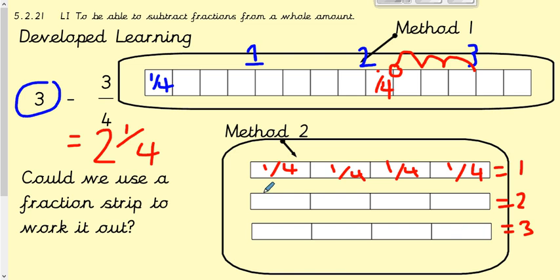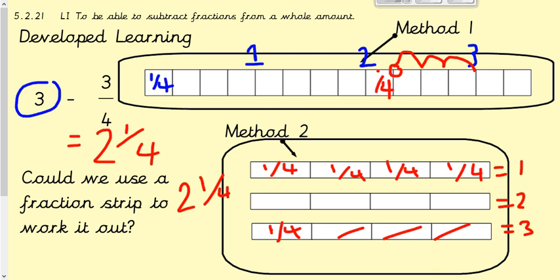So with this one, you would still take away your 3/4, so you would cross them out, 1, 2, 3, and then you've got 1 whole left, 2 wholes left, and then 1/4 on this bar left. So if it works better for you to split it up into the whole shapes, then that's fine. Whichever way is better for you, then go for that.